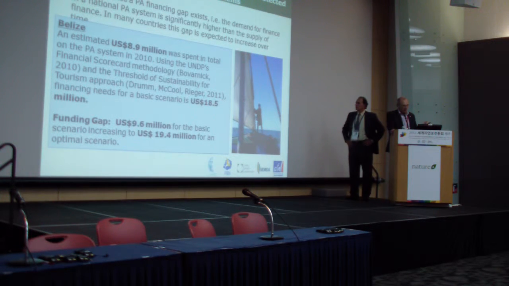So we have a funding gap of almost 9.6 million for the basic scenario, and with an ideal scenario where you try to finance almost everything which is needed, then you will reach a funding gap of almost 20 million US dollars. So facing that kind of big gap, where do you find the money to do that, and what mechanism do you choose to try to finance this?